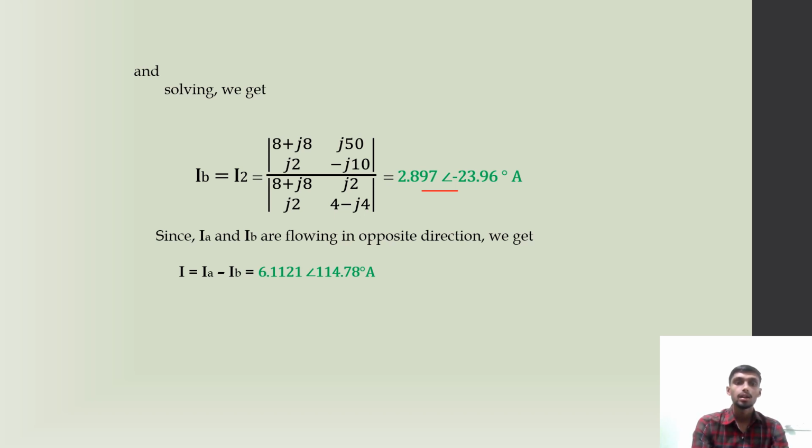Both the IA and IB currents are in opposite directions, so I am going to subtract one from the other. I equals IA minus IB, and the final output is 6.11 angle of 114.78 degree ampere.